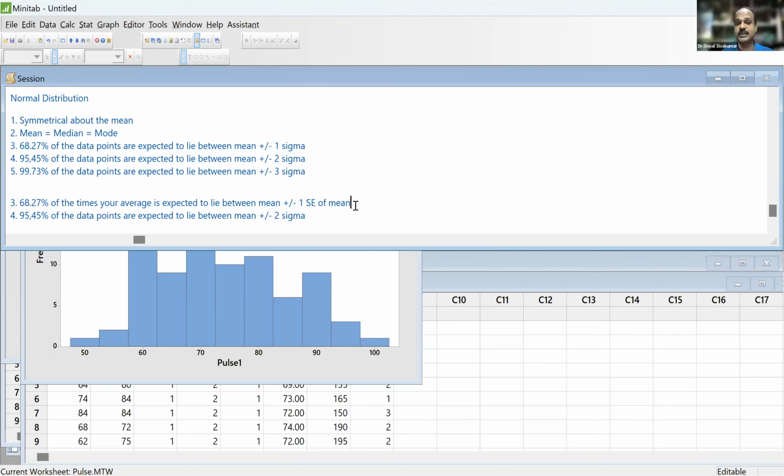Standard error of the mean, we have understood already. It is not just standard deviation. It is standard deviation divided by, come on, tell me, the square root of n, the sample size. So whenever you want to predict the average, use standard error. Whenever you want to predict a single observation, use standard deviation. Can you understand, all of you?